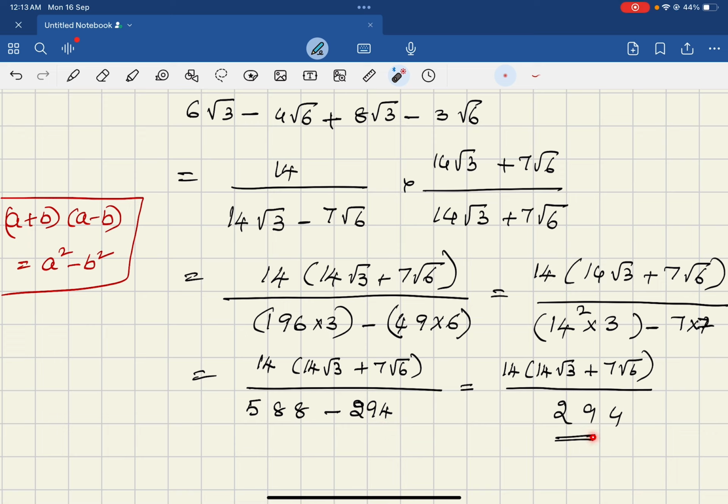So observe here that we have rationalized the denominator. Now the denominator doesn't have any irrational number. So that is what is meant by rationalization. I hope you could understand.